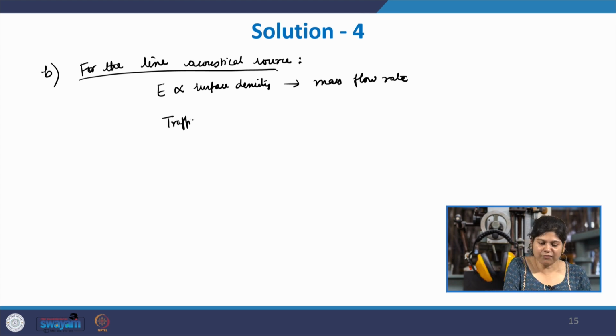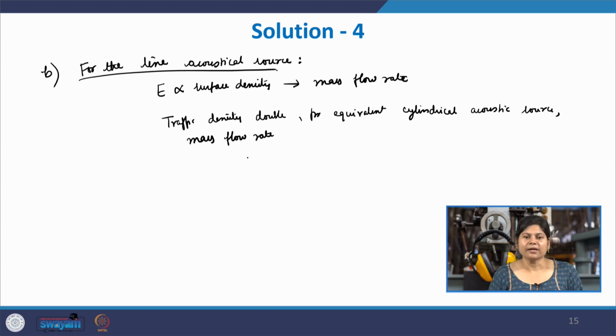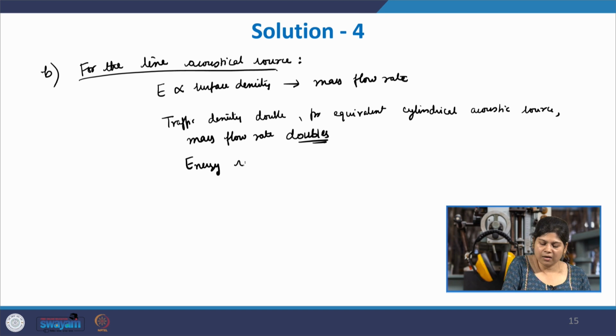So, once the traffic density doubles, for the equivalent cylindrical acoustic source or the line acoustic source, the mass flow rate also doubles, because it is the density multiplied by the speed, and considering the surface velocity as same. So, mass flow rate also doubles. So, mass flow rate doubles, which means the energy being radiated doubles.